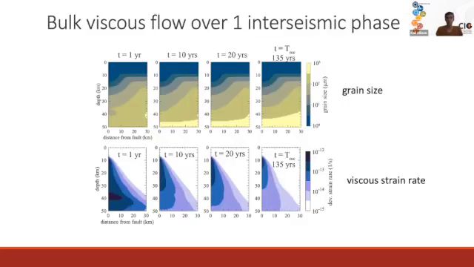These are snapshots through one interseismic period of the evolution of grain size in the top row and deviatoric viscous strain rate on the bottom row. In this model, I only use wet feldspar rheological parameters, so there's no transition to olivine. The grain size is approximately constant in the mid crust, but it is reduced early in the post-seismic period here around 40 kilometers depth. And then here it increases in the interseismic period. And this is what results in the zone of elevated viscous strain rate at depth here.